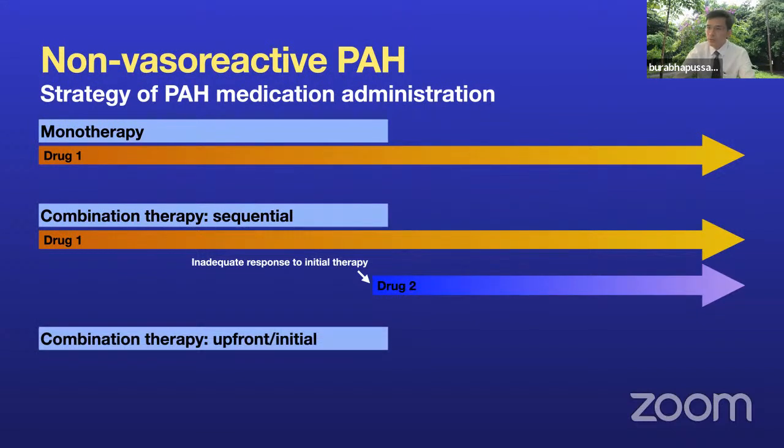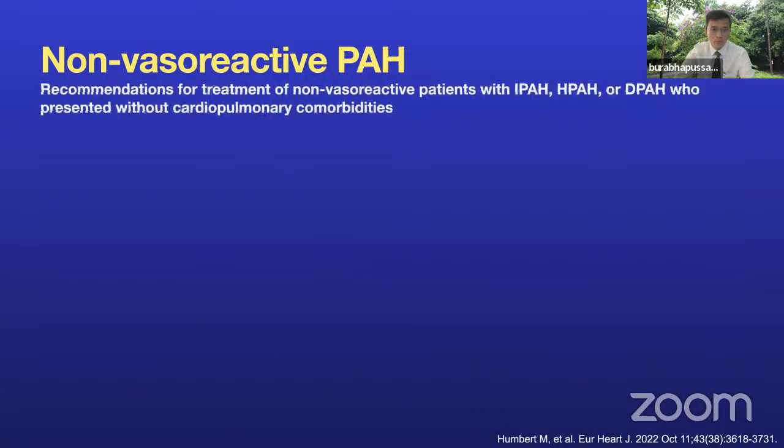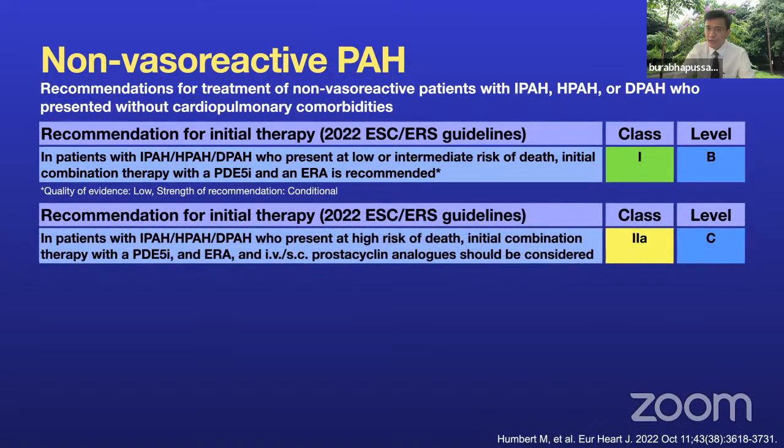And the third strategy is combination therapy in the form of upfront or initial combination, in which you start 2 or 3 drugs at the first time, almost altogether, which right now is the main recommendation for PAH treatment. I will go quickly now because I think I'm going to run out of time.